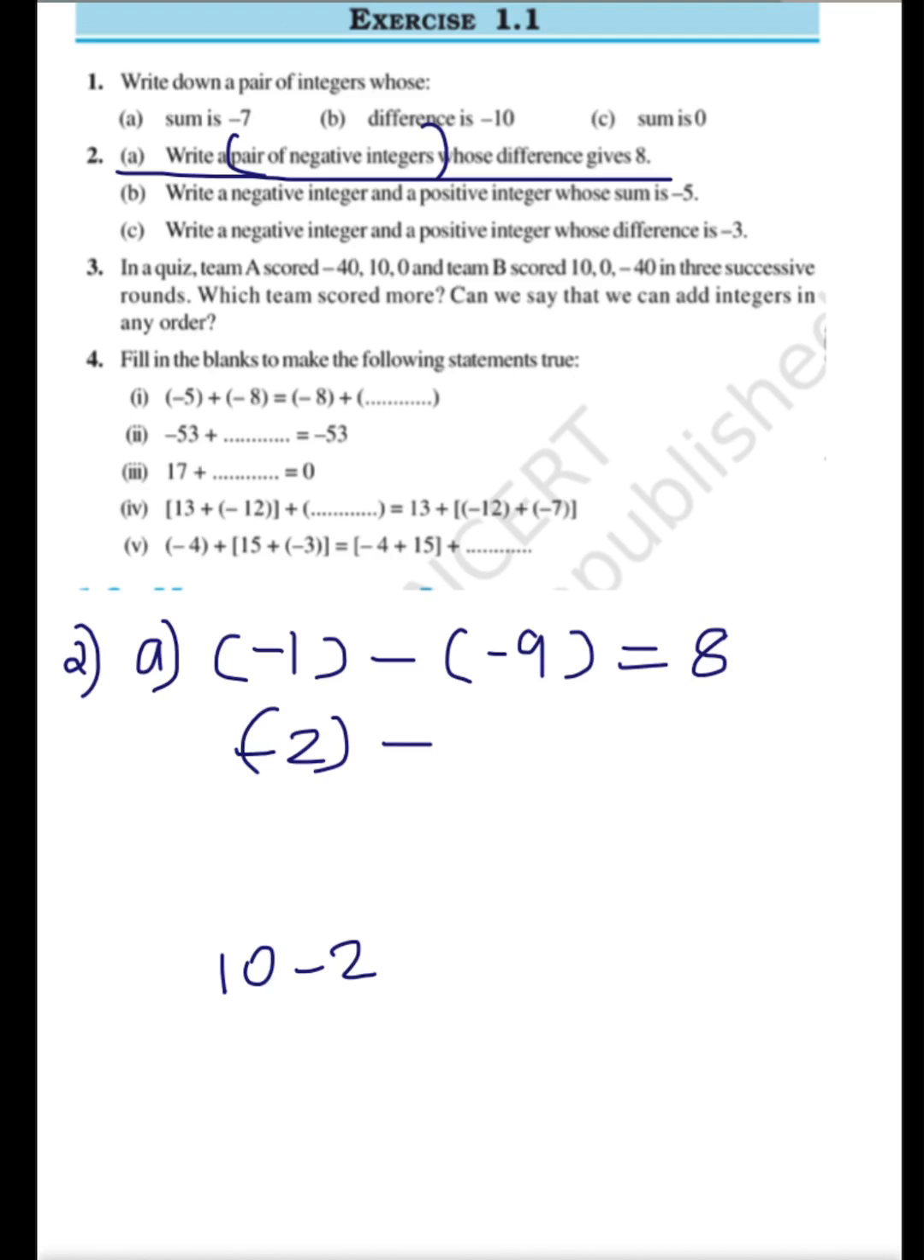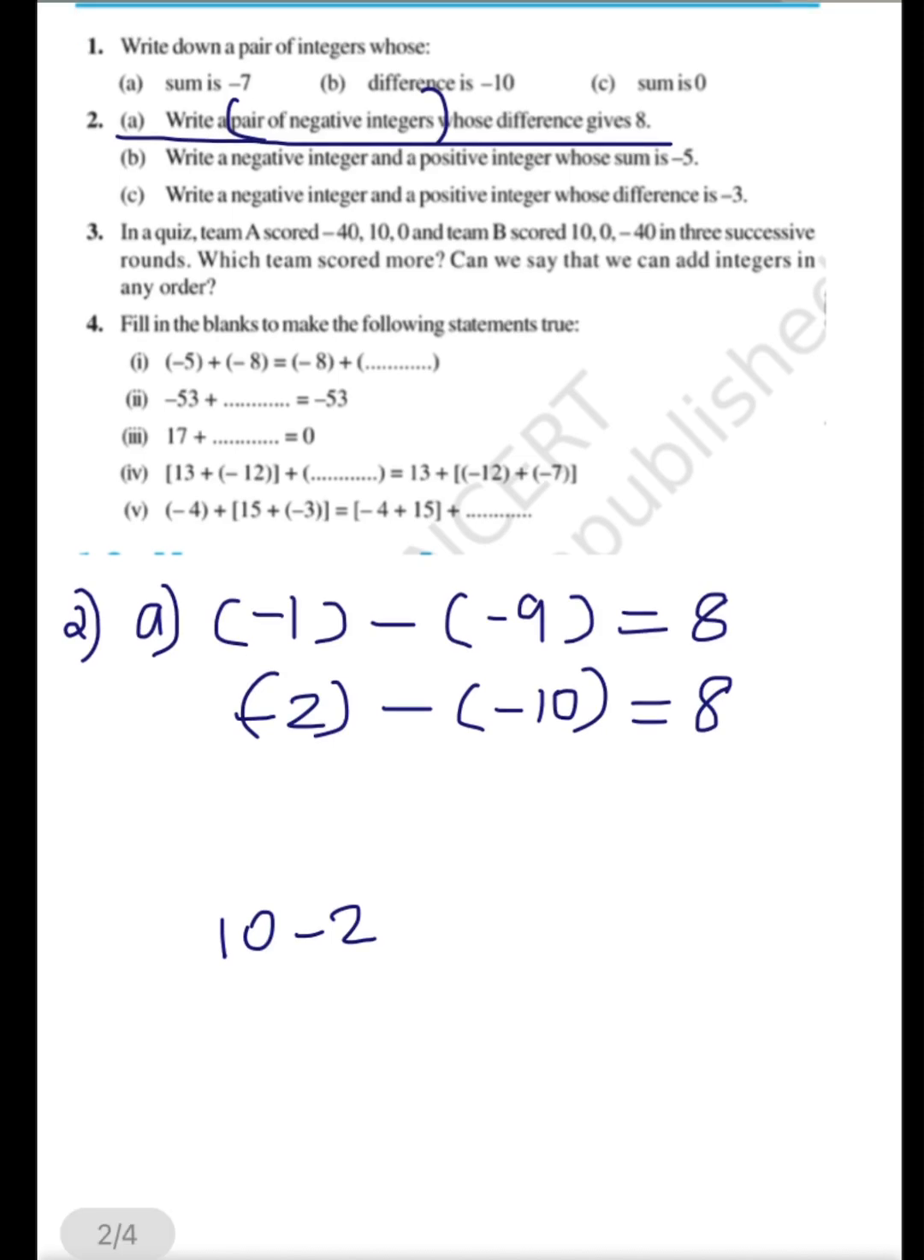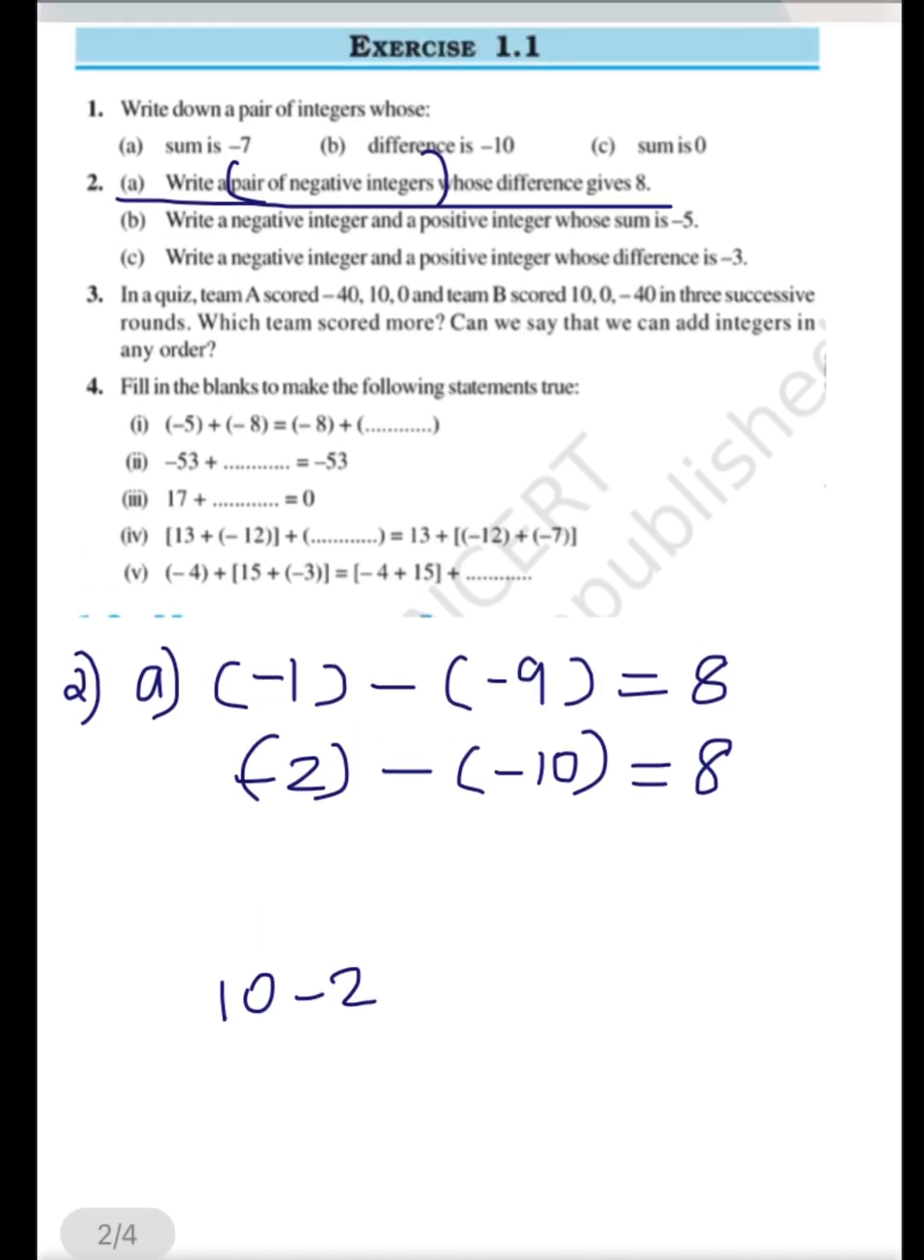So you can use minus 2 minus 10. Then also you will get the answer as 8. Understand? So any of this pair you can use. Both are correct. You can use any pair.